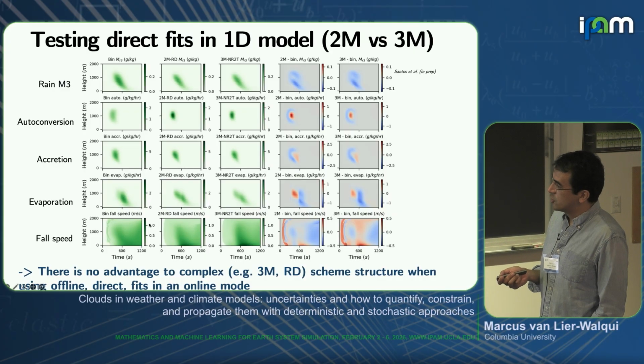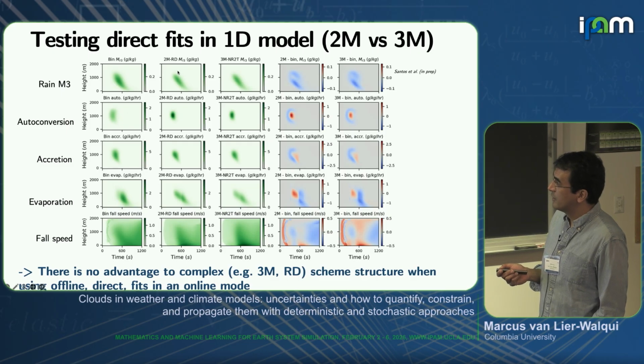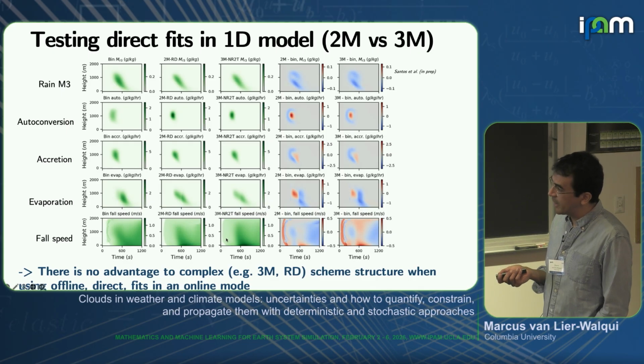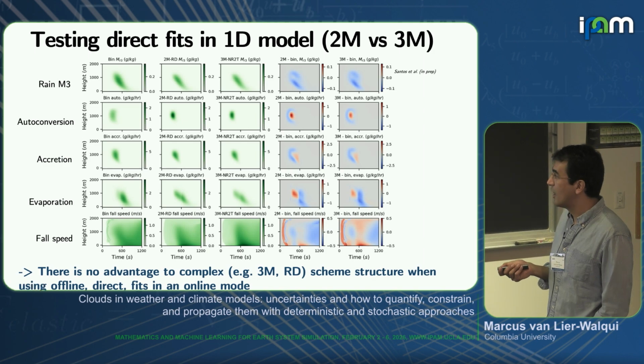So this is time evolution of a one-dimensional column model. We have time on the x-axis, height on the y-axis. And this is basically clouds evolving. This is the reference bin scheme in this column. This is one version of BOSS that has 2 moments. And this is another version of BOSS that has 3 moments. The 3 moments should be better. It's more complicated. It has more degrees of freedom. It seems to work better offline.